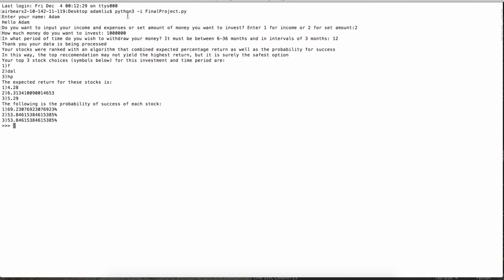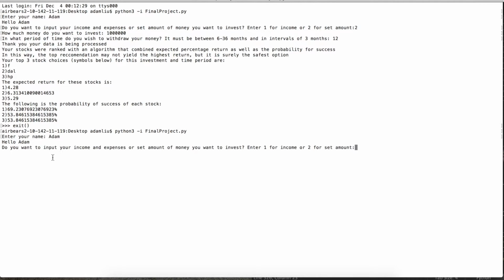And then it'll return the top 3 stock choices for this investment in the time period. It'll also tell me my expected return for these stocks and the probability of success of each of the stocks. Now let's say you want to run the program with option 1 this time. So instead of setting an amount you want to invest, you want to put in your income and expenses. So we'll go with option 1.